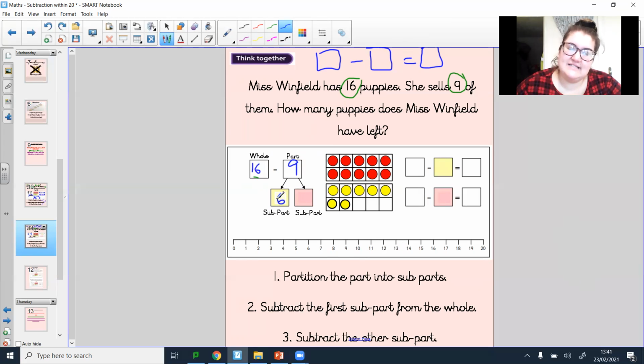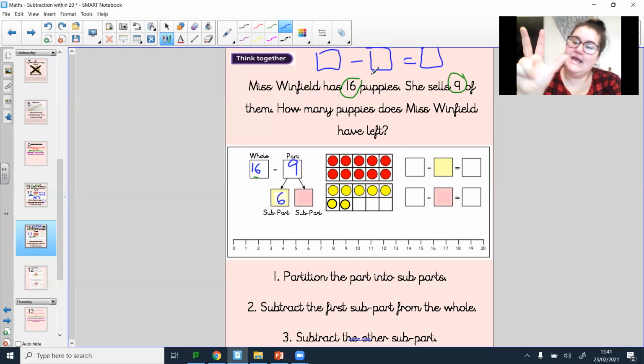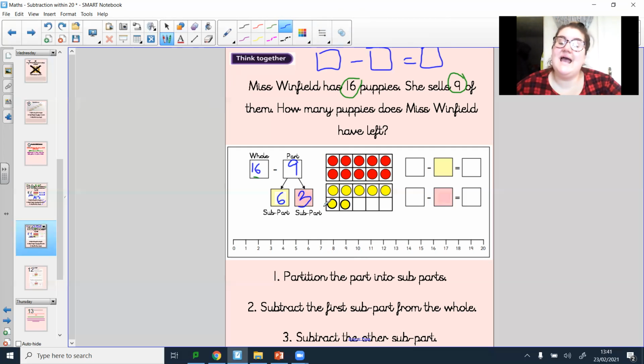And I've got 6 and I need some more to get me to 9. So let's put 6 in my head. 6, and I need to stop when I get to 9. Ready? 6, 7, 8, 9. How many more do I need to get to 9 from 6? I need 1, 2, 3 more. So I've broken the number 9 into 6 and 3.